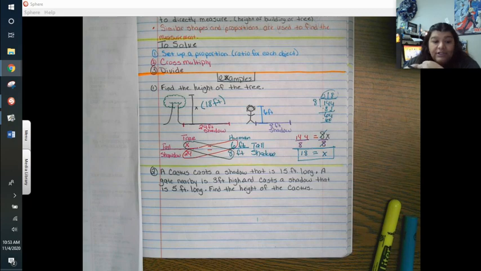A cactus casts a shadow that is 15 feet long. A gate nearby is 3 feet high and casts a shadow that is 5 feet long. Find the height of the cactus. So I like to draw pictures. So I'm going to go ahead and draw pictures.